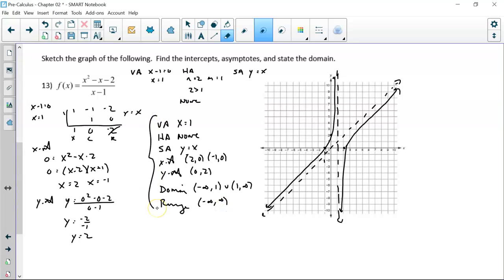And there you go. That's our new part, the slant asymptote. It only occurs when the degree of the numerator is exactly 1 more than that of the denominator.